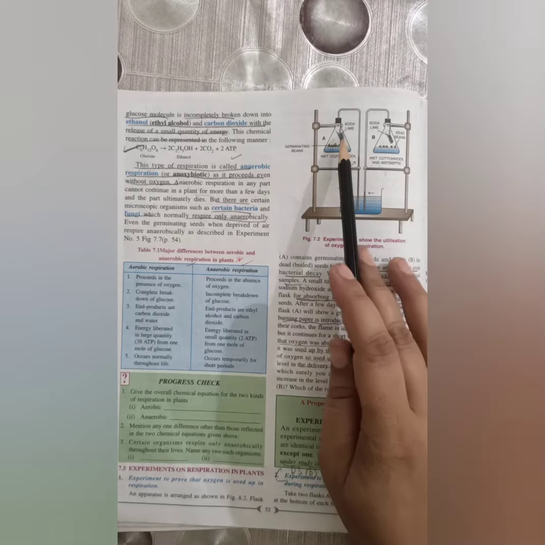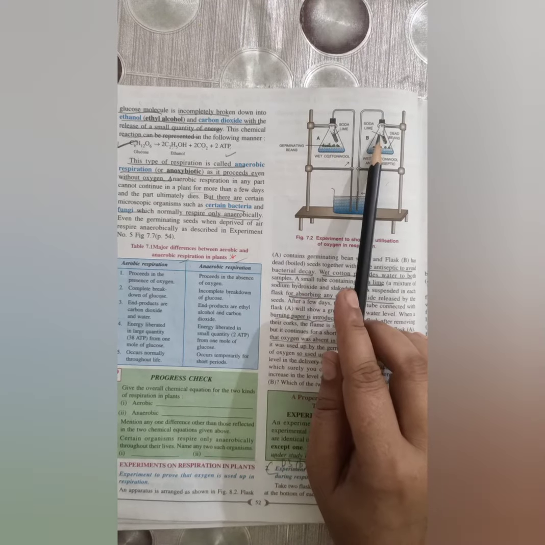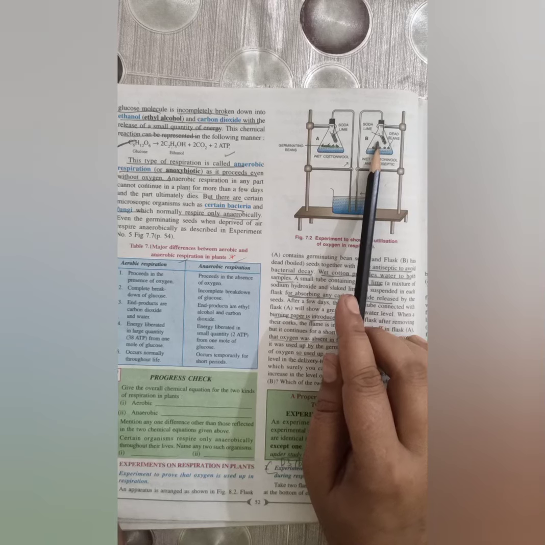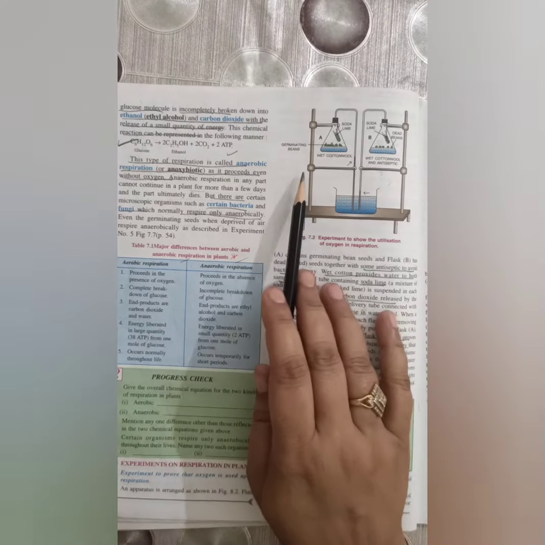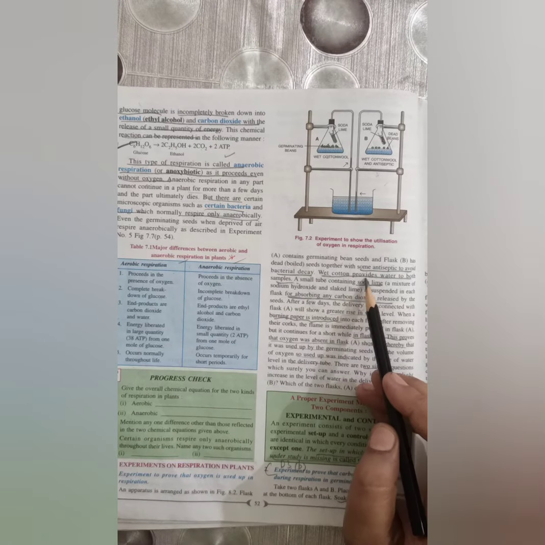Now children, you can see here two flasks we are taking. That is A, in which we are taking green germinating seeds, and flask B has dead boiled seeds, together with some antiseptic also, so as to avoid any type of bacterial decay. Now in both, wet cotton is put. The function of wet cotton is to provide water to both the samples.